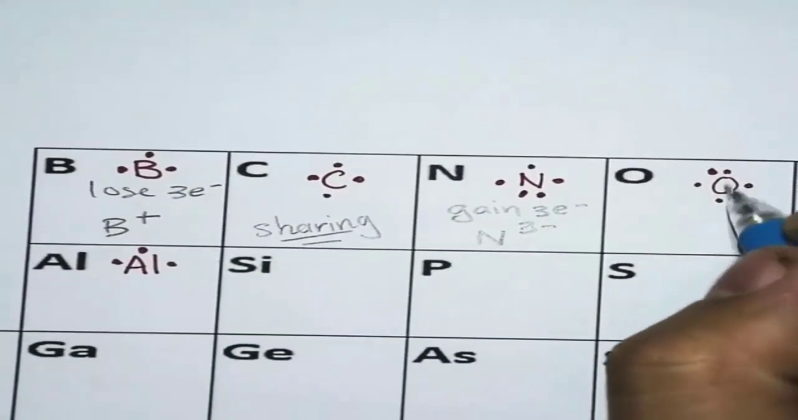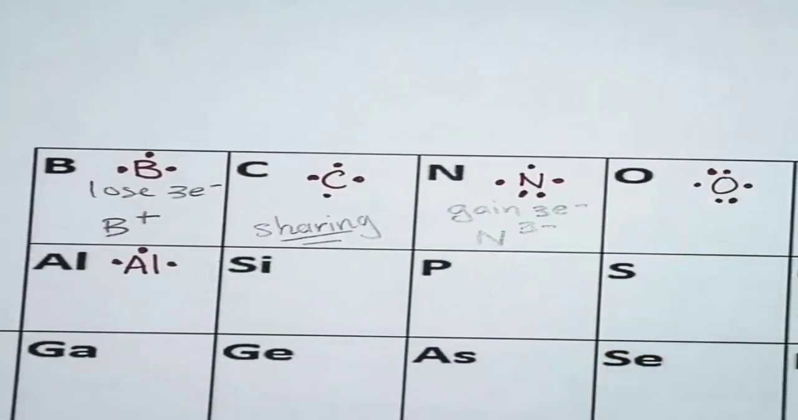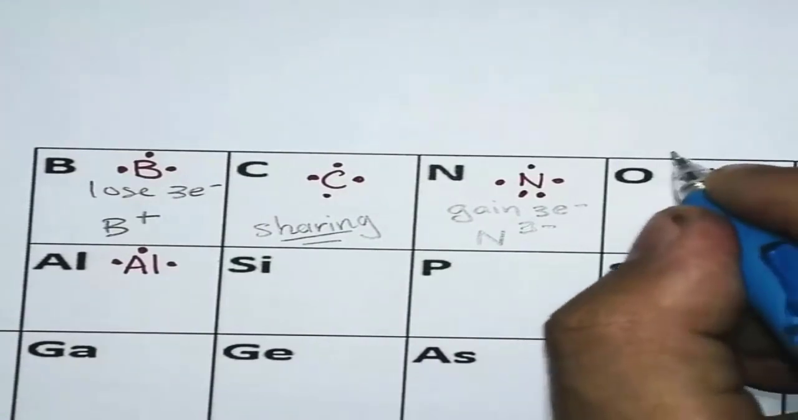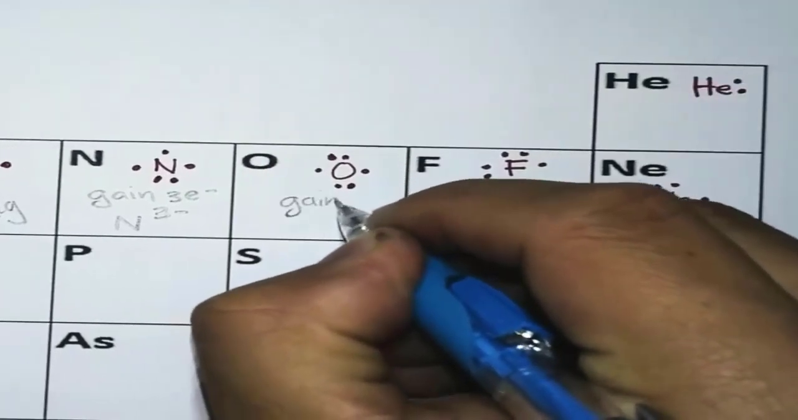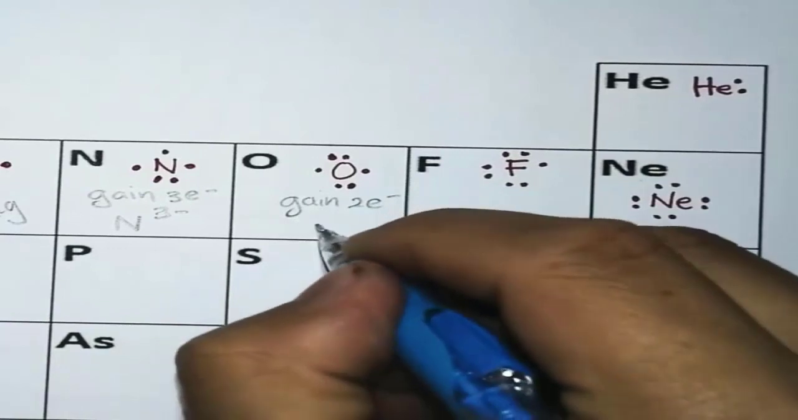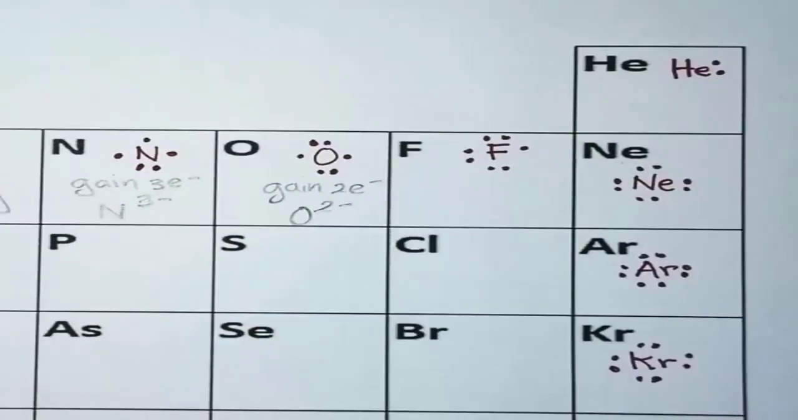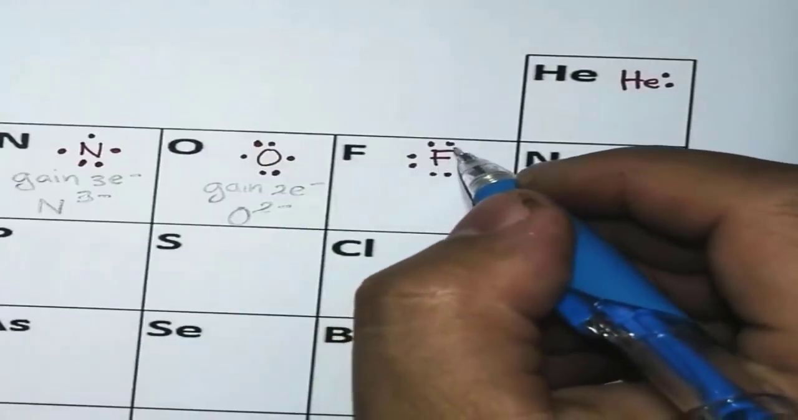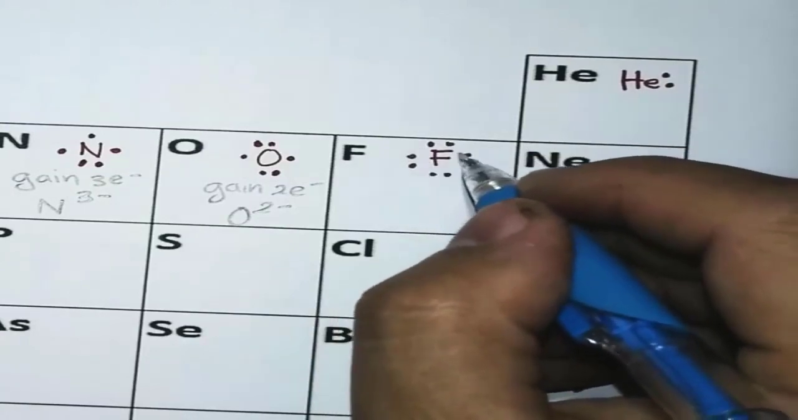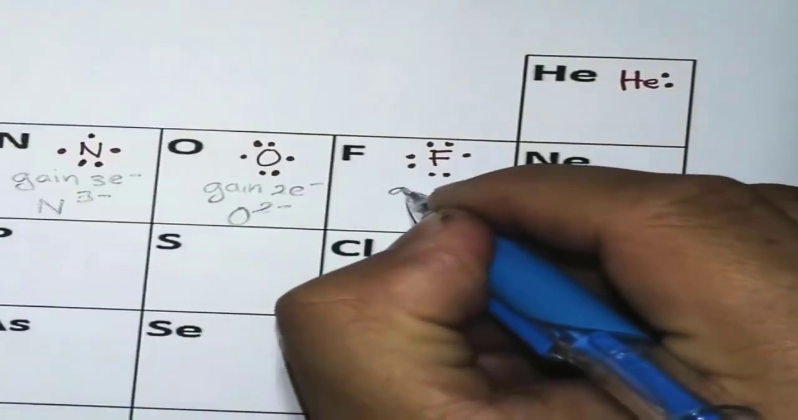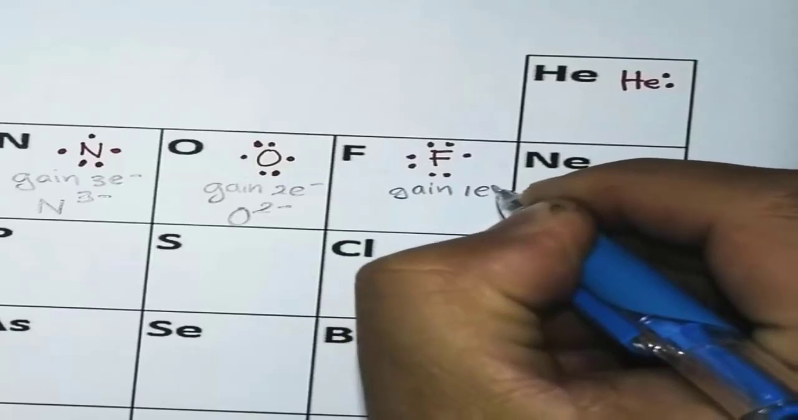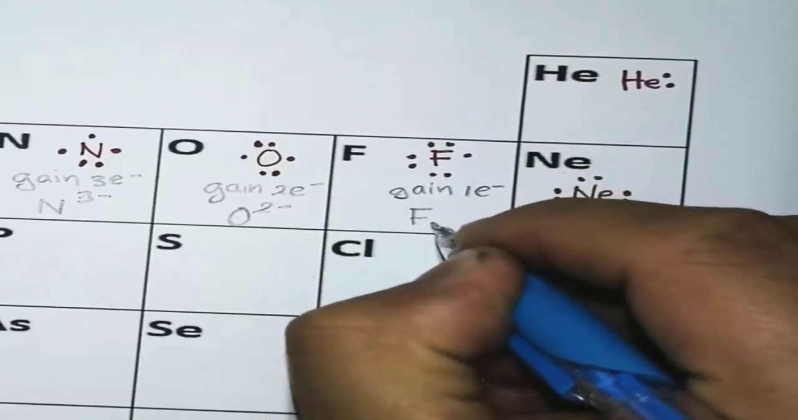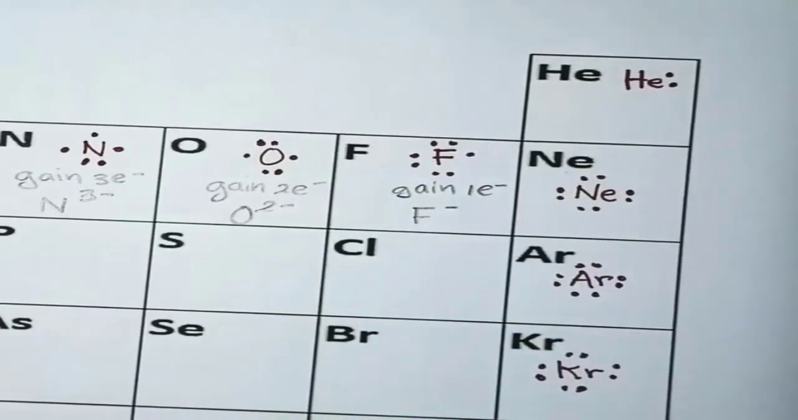The same thing for oxygen. It has 6. Of course, it's going to gain 2 more to become stable versus losing all 6. So it's going to gain 2 electrons and become 2 minus. And for fluorine, of course, it's going to gain 1 more versus losing all 7. So of course, it's going to gain 1 more electron. So therefore, become F minus or F 1 minus.